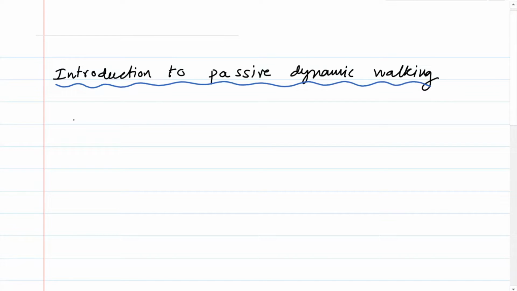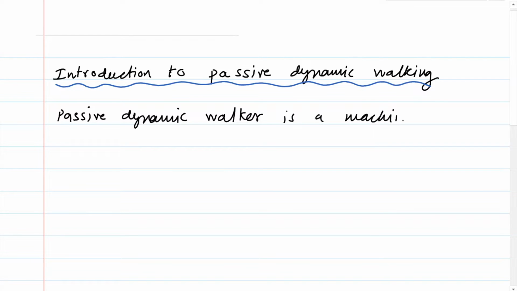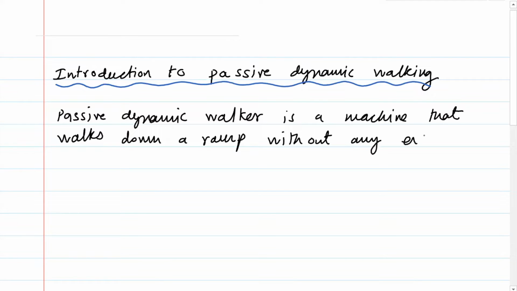So a passive dynamic walker is a machine that walks down a ramp without any external power or energy.